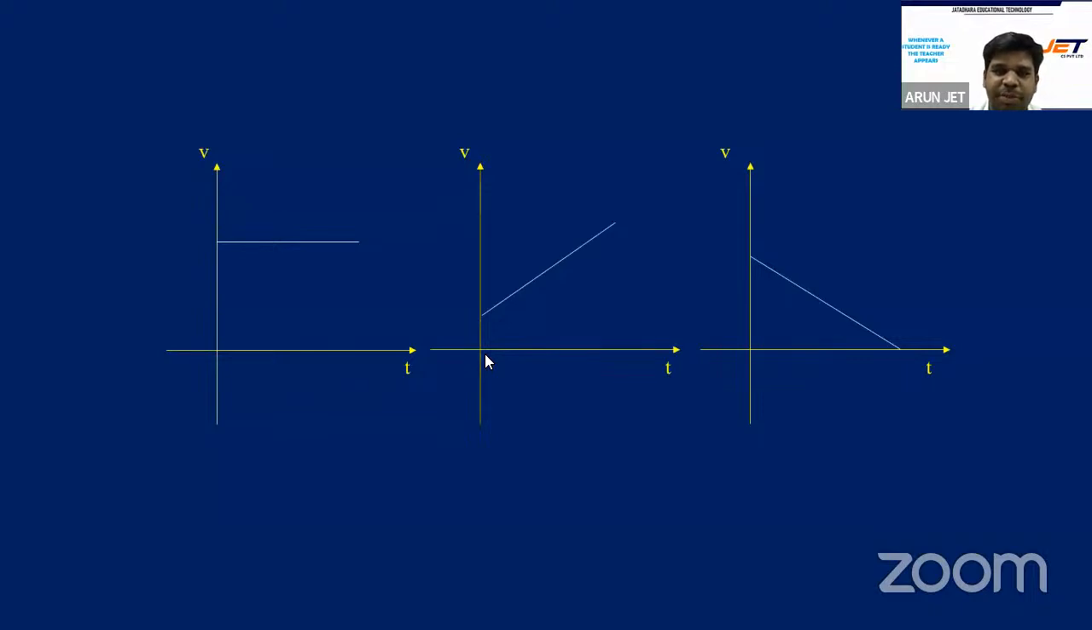at initial t equal to 0, initially, the particle has some velocity, some speed.